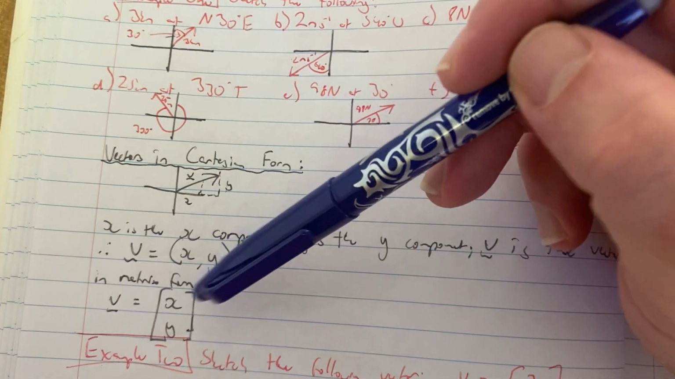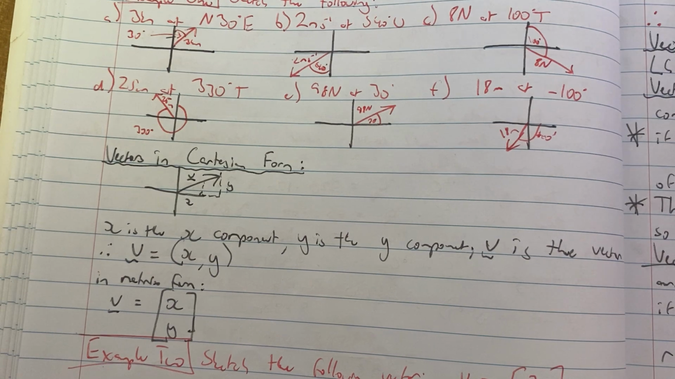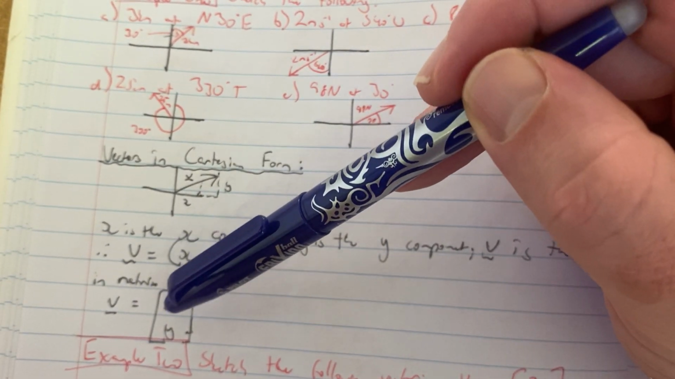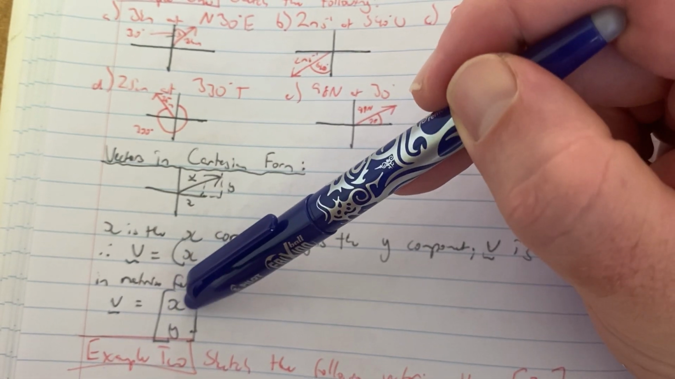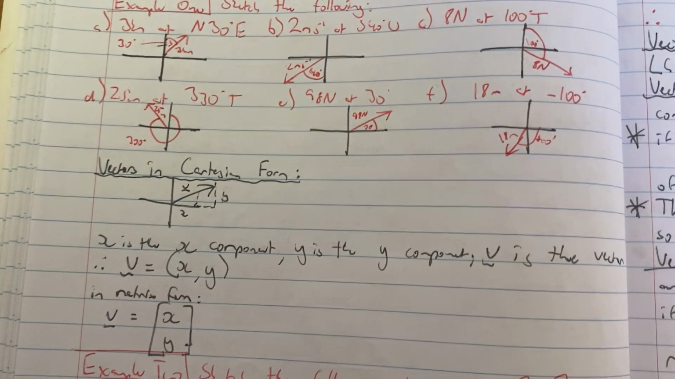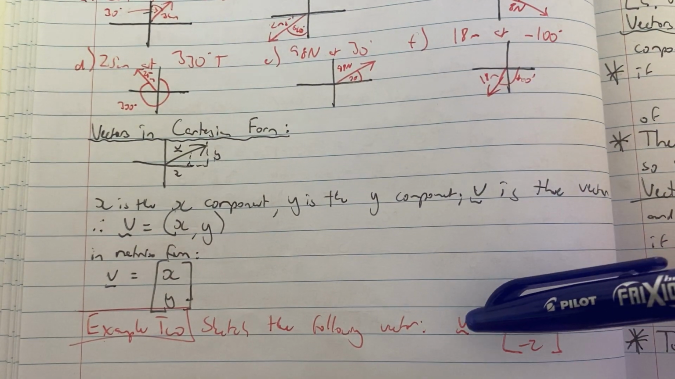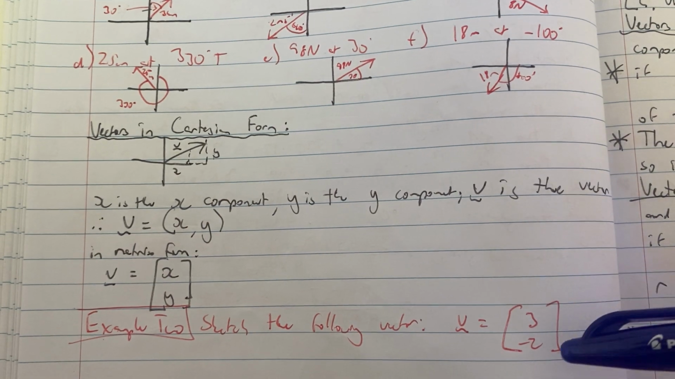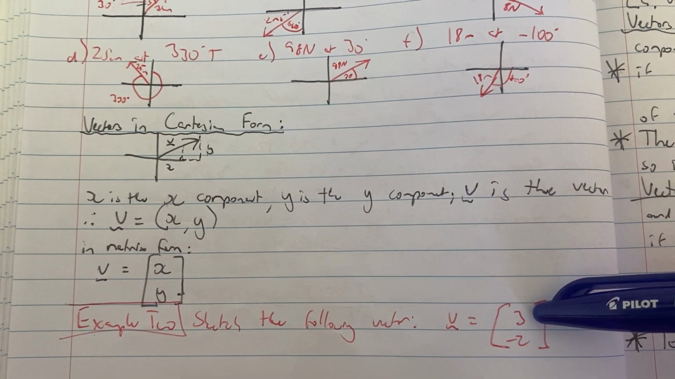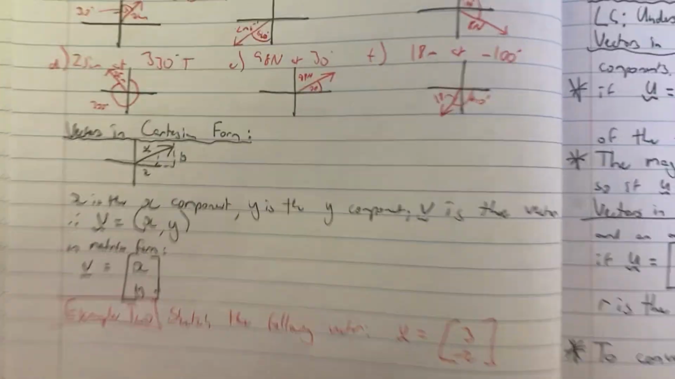Later on when we get to our matrices, and if you've never seen this before, it's something you'll touch on later in your years. V for vector equals, and you just label them top to bottom. X for our x component, y for our y component. So for our next example, sketch the following vector v equals 3 and negative 2. 3 represents our x component, negative 2 represents our y component.